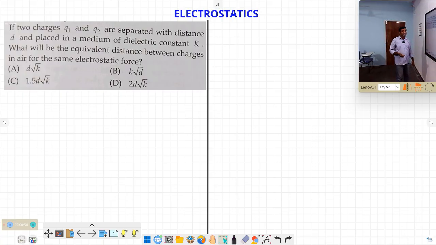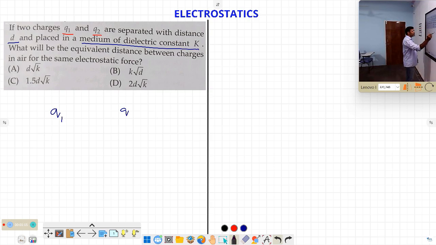So look at the first question. Based on the force concept, they have given two charges, one is Q1, second one is Q2. These two charges are separated by a particular distance d, and we place a medium of electric constant K between them. That means the two charges Q1, Q2 are filled with a medium of electric constant K, which we are inserting between them.